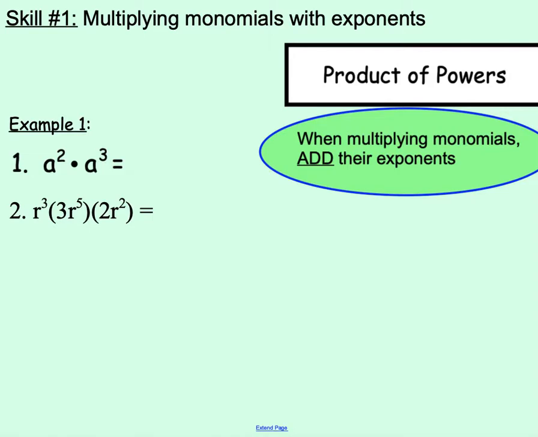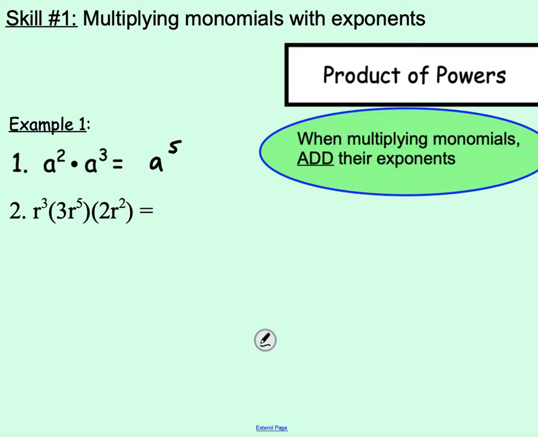When you multiply monomials with exponents, it's called the product of powers. When you multiply monomials, you're going to add their exponents. So you've got a to the second times a to the third. You write down a, and you add their powers. 2 plus 3 is 5.